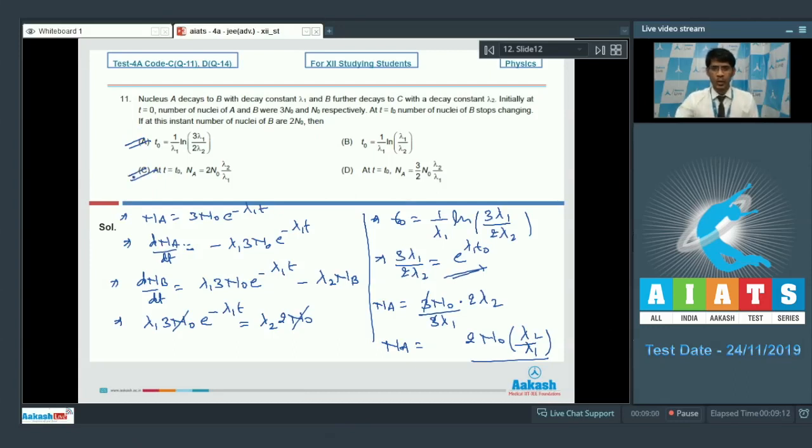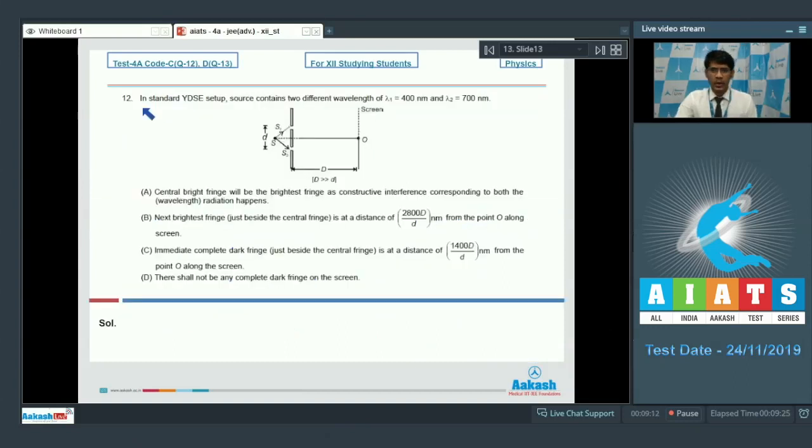Now we shall proceed to question number 12. Here in question number 12, in the standard Young's double slit experiment setup, the source contains two different wavelengths, lambda 1 to be 400 nanometer and lambda 2 to be 700 nanometer. Options are: the central bright fringe will be the brightest fringe and constructive interference corresponding to both of the wavelengths radiations would happen.